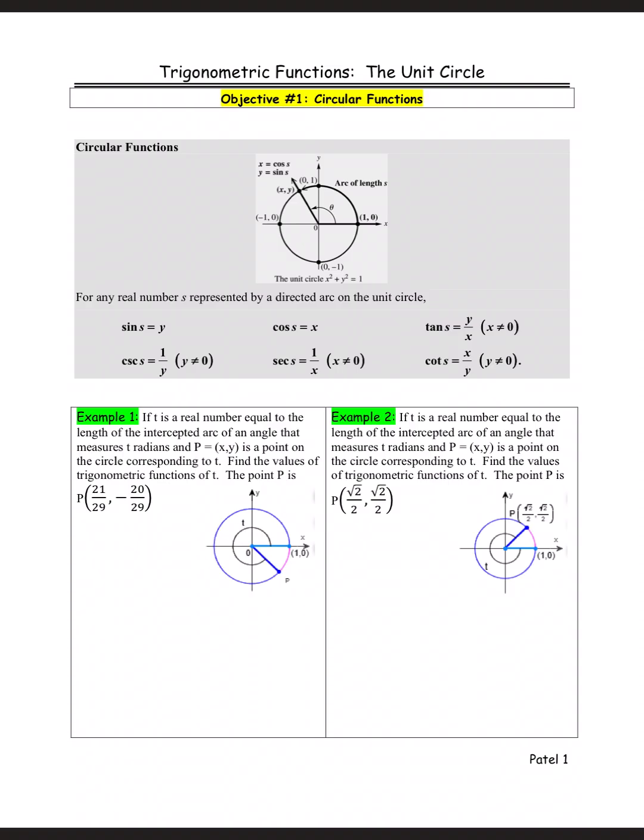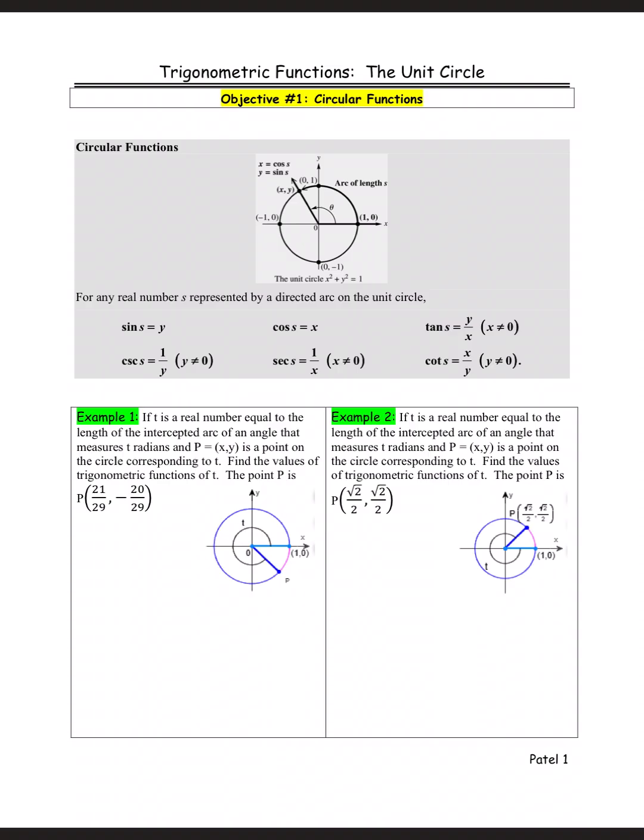Cosine of s is equal to x. Therefore, secant of s is equal to 1 over x. Once again, it's the reciprocal. Tan of s is y over x, where x cannot equal 0. Therefore, cotangent of s is the reciprocal of tangent of s, which is x over y, and y cannot equal 0.